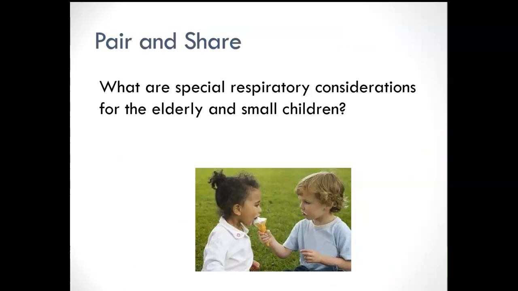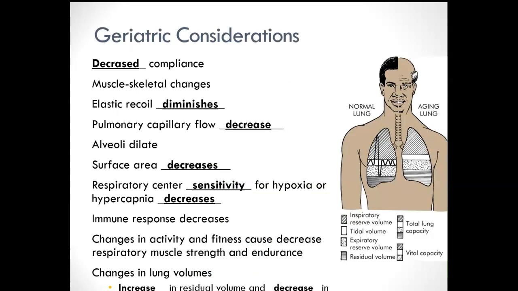So what do you think are special respiratory conditions for the elderly and for small children? So just pause for a minute and think about what those might be. So for the elderly, they have decreased compliance, and that just comes with age. Musculoskeletal changes, we don't have as much muscle mass as we get older. Even skeletal wise, we have decreased calcium. Our bones become more brittle. Elastic recoil diminishes. Pulmonary capillary flow decreases.